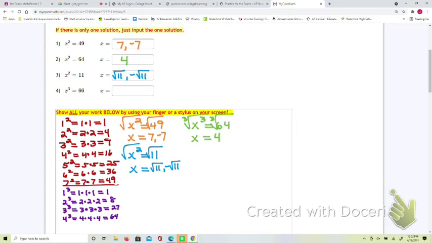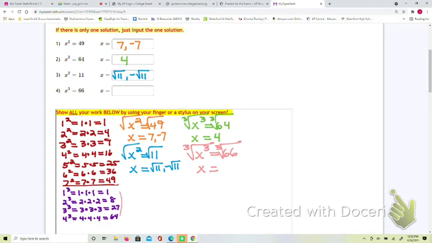Okay, now we have the last one, and the last one is x cubed equals 66. X to the third equals 66. How do you undo a cubed? We do the cube root. So do the root sign, but put the little 3 in the corner, not in the middle, in the corner. The cube root of x cubed, they cancel each other out, and it's x.